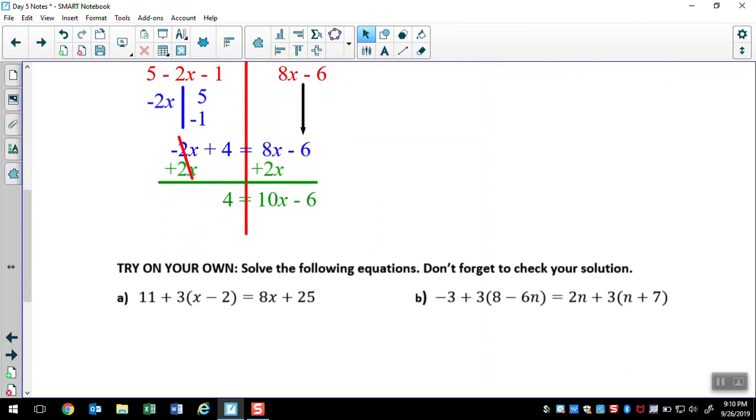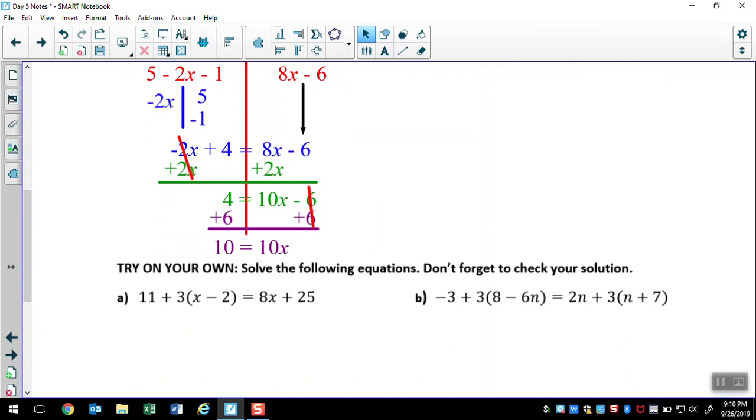Now I need to get this negative 6 over with the 4. So I'm going to do that by adding 6 to both sides. Additive inverse tells me those can cancel out. And now we are left with 10 equals 10x.